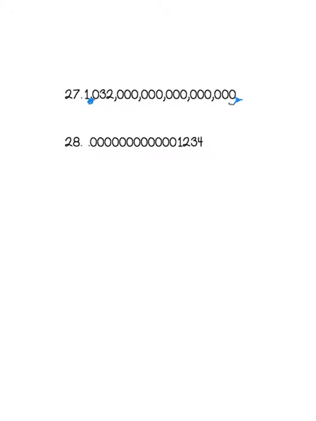Let's move it 1, 2, 3, 4, 5, 6, 7, 8, 9, 10, 11, 12, 13, 14, 15, 16, 17, 18. Since we moved it 18 spaces, that is what our 10 will be raised to. So our number is 1.032. That's our number between 1 and 10, times 10 to the 18th power.